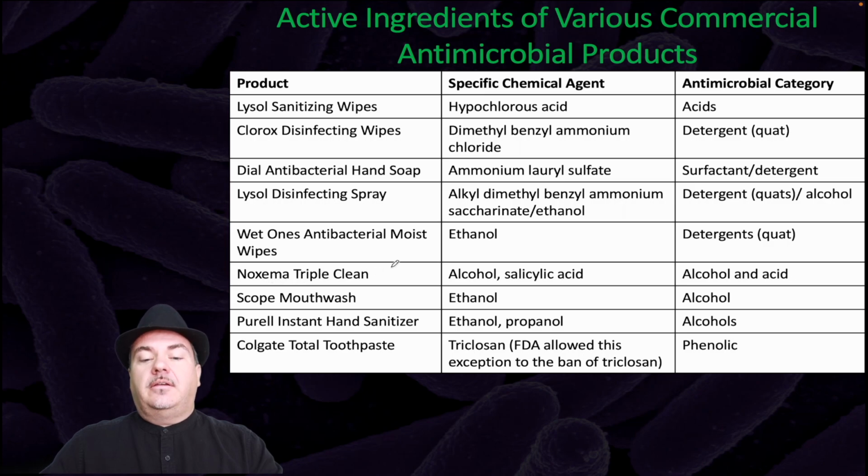Noxema Triple Clean includes alcohol and salicylic acid, so it includes an alcohol and an acid. Scope mouthwash includes ethanol, which is an alcohol. Purell Instant Hand Sanitizer includes ethanol and propanol, which are alcohols. And Colgate Total Toothpaste includes triclosan, which is a phenolic.